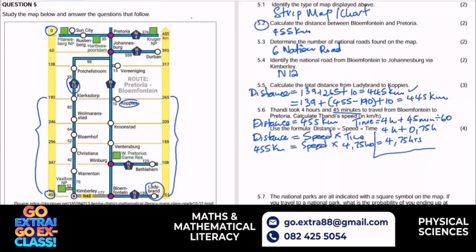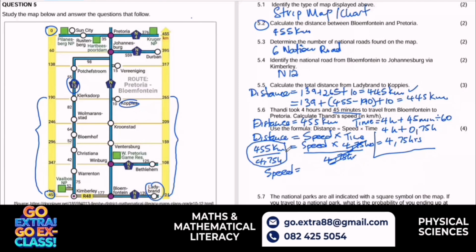Now, to sort this out, we're looking for speed. So we want to divide both sides of the equal sign by 4.75 hours. We divide by the same thing. Now when you look at this side, because we have the same time, these two are going to cancel each other. When they cancel each other, you're left with the speed. So we need to say now that speed is going to be equal to this whole thing here.